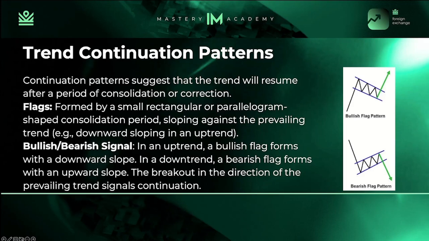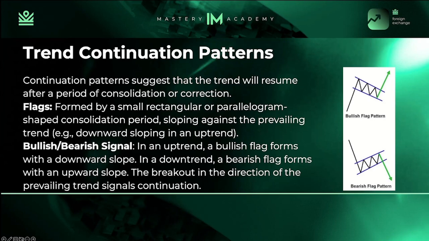Now, continuation patterns, as opposed to reversal patterns, suggest that the trend will resume after a period of consolidation or correction. And there's a few different types. The first is known as flags. It's formed by a small rectangular or parallelogram-shaped consolidation period sloping against the prevailing trend. For example, downward sloping in an uptrend.